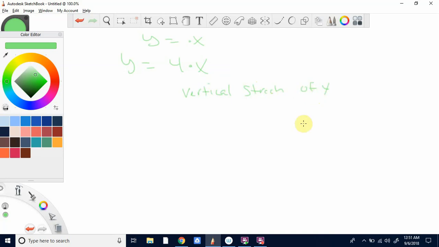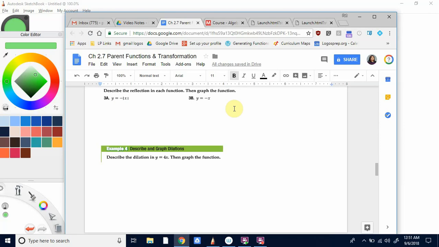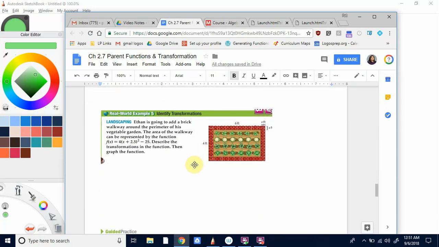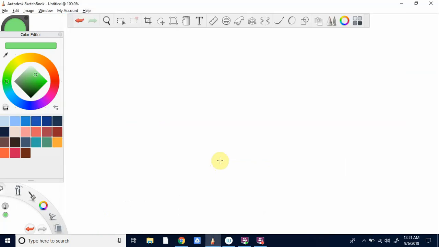Now let's look at example 5, the real world problem. Now we're going to put these all together. It says Ethan is going to add a brick walkway around the perimeter of his vegetable garden. The area of the walkway can be represented by the function f of x equals 4 times (x plus 2.5) squared minus 25. Describe the transformations in the function and then graph it. So let's start with the transformations. Let's start with the equation: f of x equals 4 times (x plus 2.5) squared minus 25.